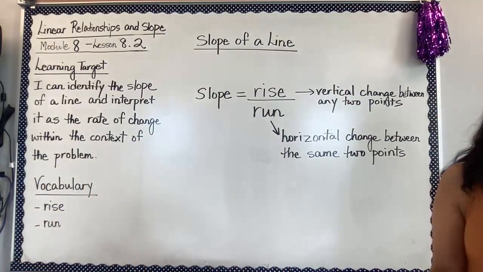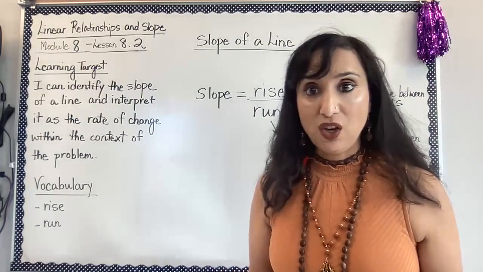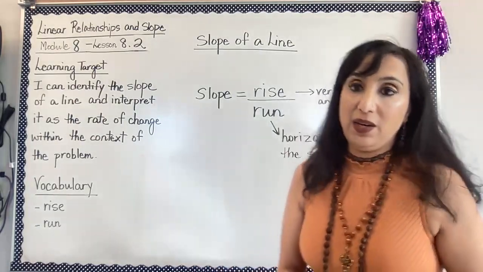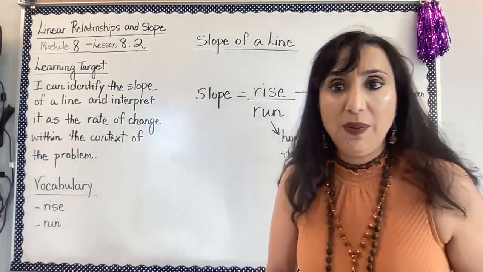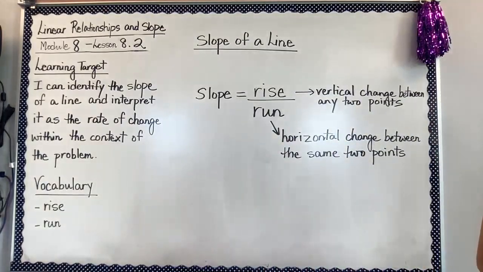What is slope again? The term slope is used to describe the steepness of a line. How steep is a line? Okay, it can be positive or it could be negative. All right, we'll talk about that in a minute. And slope is the rate of change between any 2 points on a line.